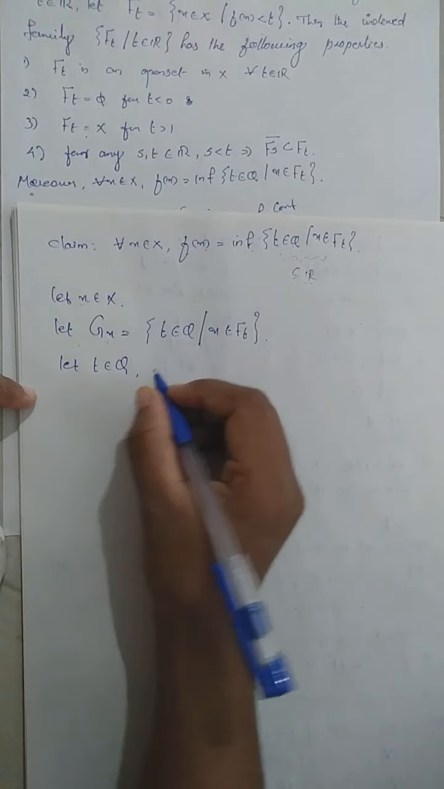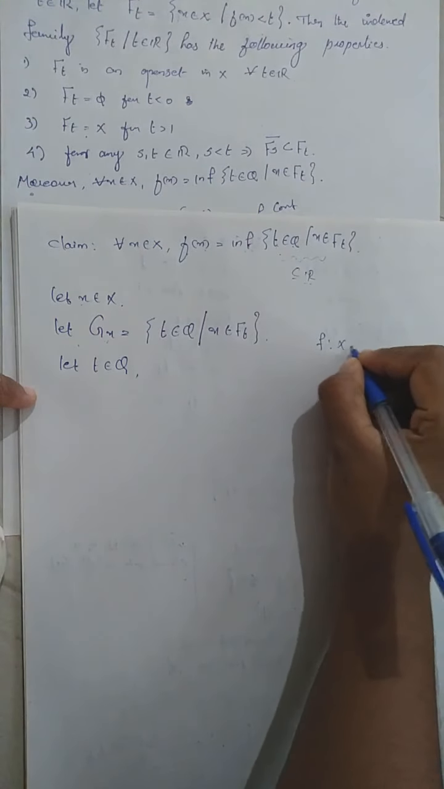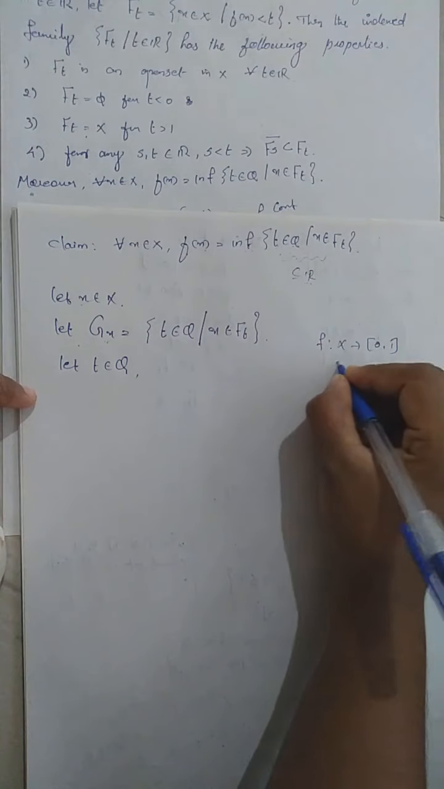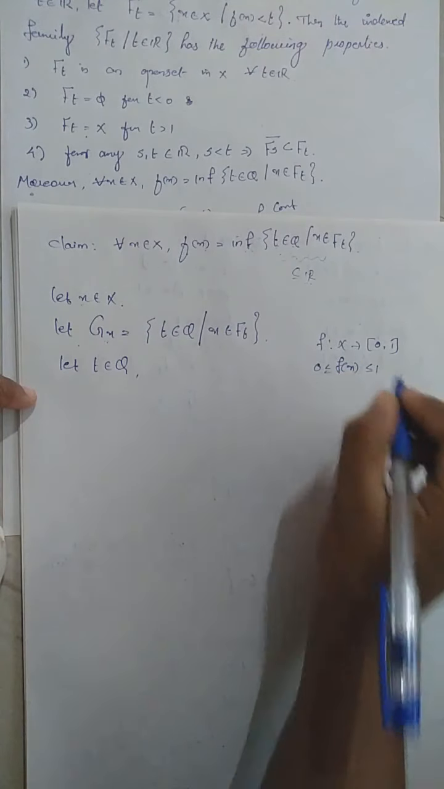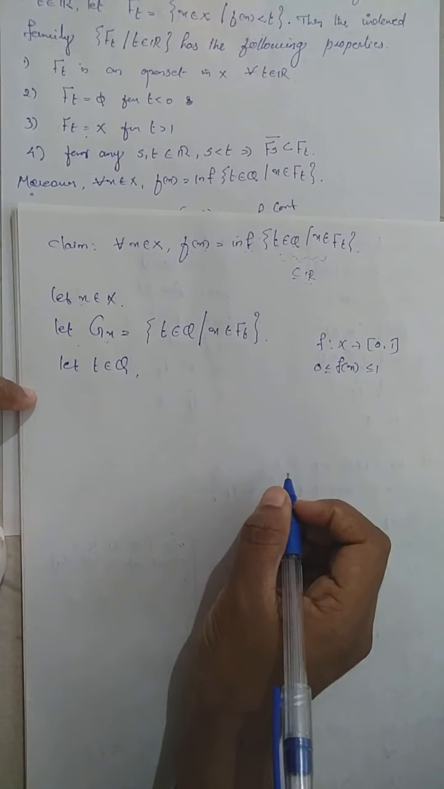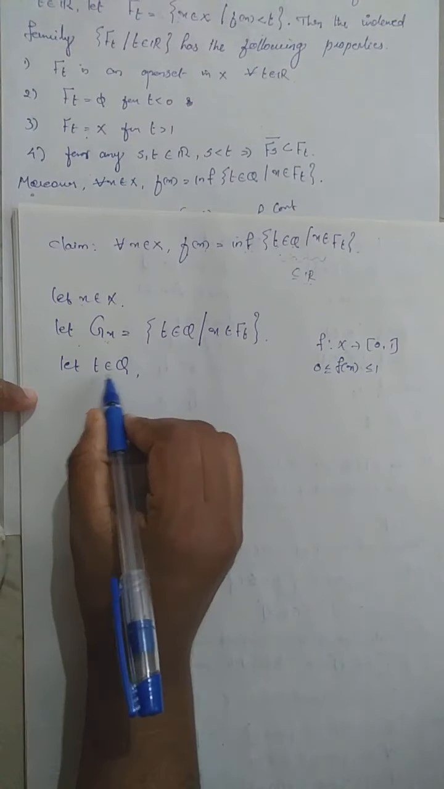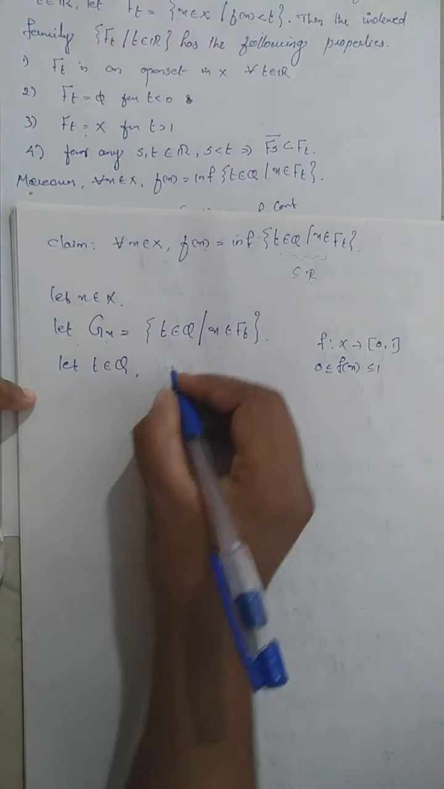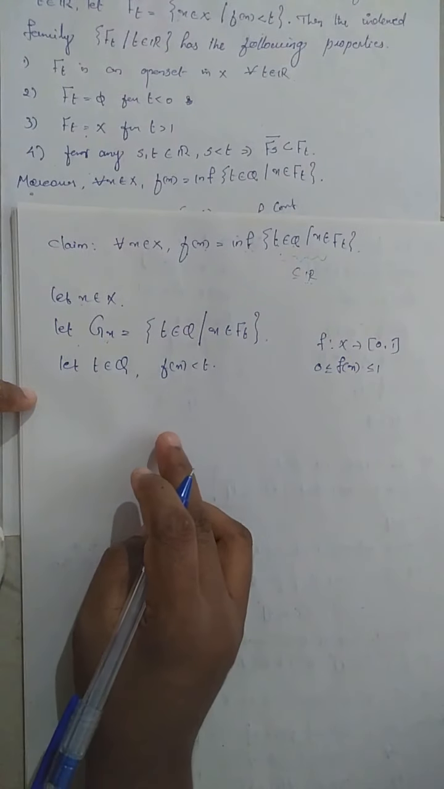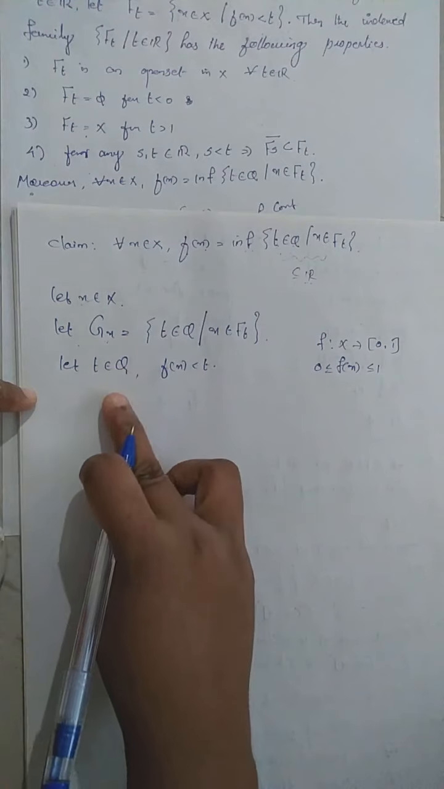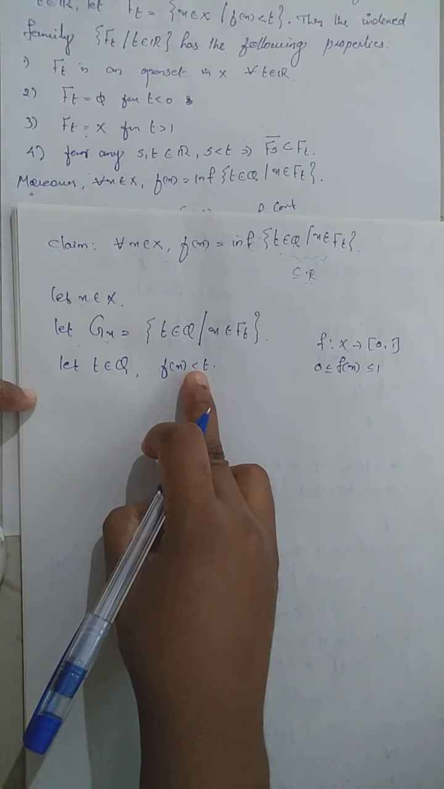Okay, you know what is fx? F is a mapping from X to the closed interval 0 1, therefore f of x will be less than or equal to 1 and greater than or equal to 0, right? So when you consider a rational number t, you can consider a t in Q such that fx will be less than t.